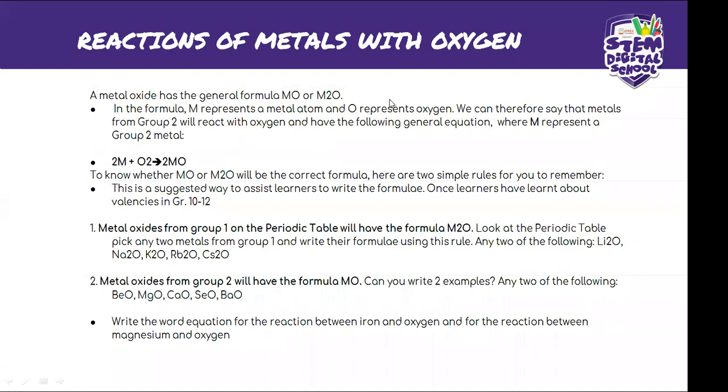Write the word equation for the reaction between iron and oxygen, and then for the reaction between magnesium and oxygen. Can you write that for me in the chat room? Post them now so that I will see, then we can move ahead. It's just a word equation. You remember, one way to represent a chemical equation is by words. It must not be balanced.